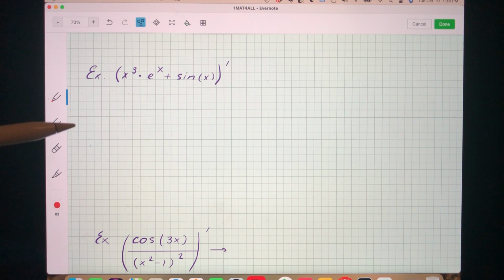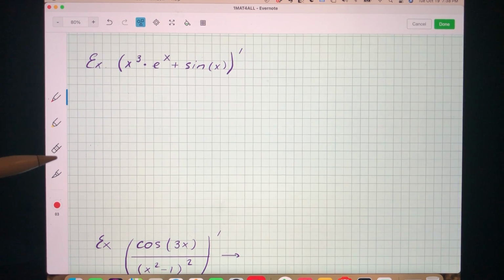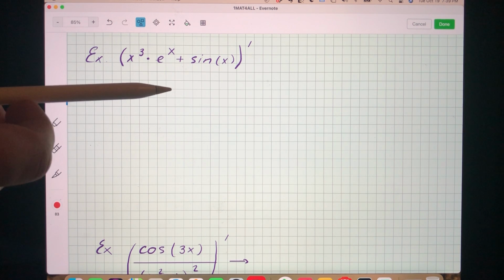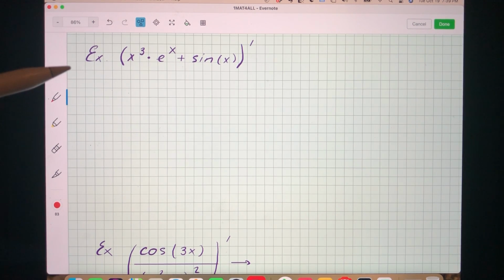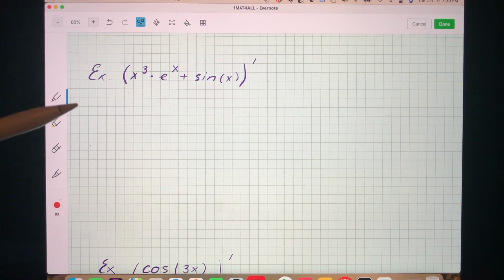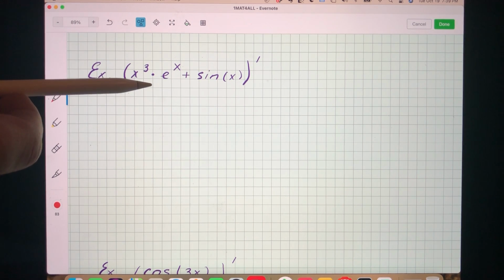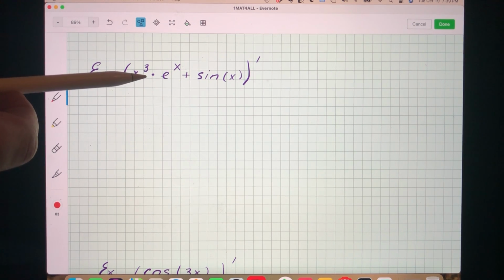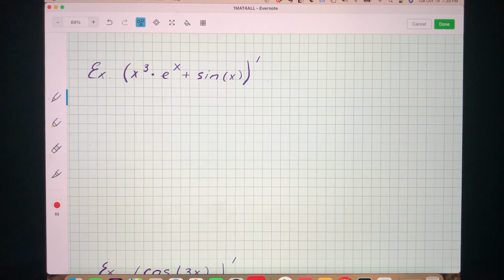So here's the first one. The big picture is we're adding 2 terms. So I'll move this a little bit so we don't look at the next example. Here, we're adding 2 terms. When we add 2 terms, we take a derivative of each term separately. So let's write this out.